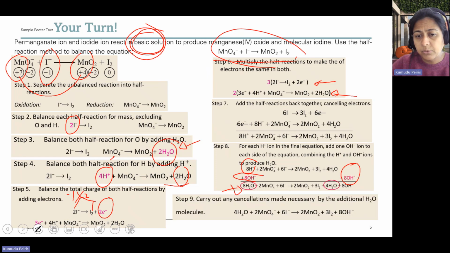Right. So the final equation: cancel out the 8H2O to 4H2O. So the reactant side will have 4H2O and 2 permanganate ions, 6 iodide ions goes to 2MnO2, 3 iodine and 8 hydroxide ions.